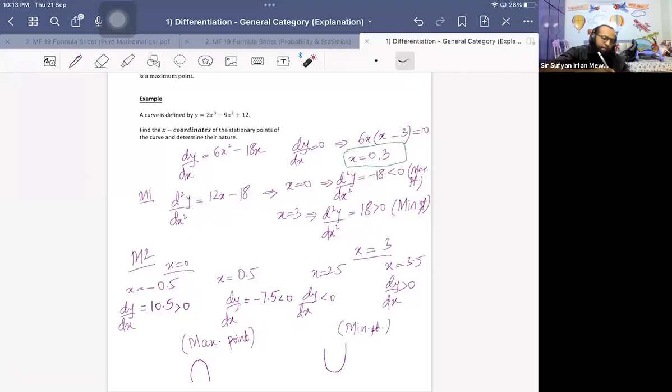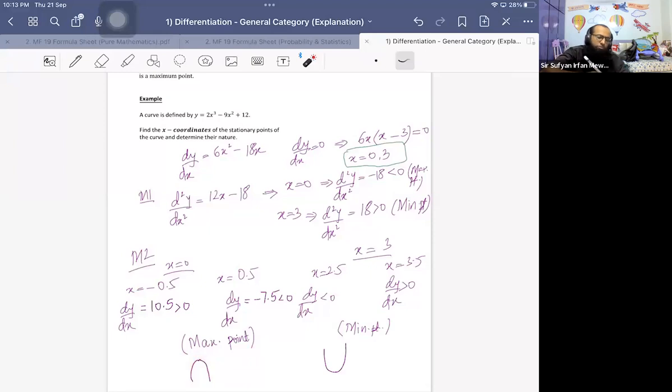So if the gradient is positive and then it becomes negative, from positive gradient to negative gradient, this means from increasing function to decreasing function. This means it is a maximum point. We can draw a rough sketch as well for our own convenience, and even the examiner can look at it. First increasing and then decreasing, it's a maximum point.